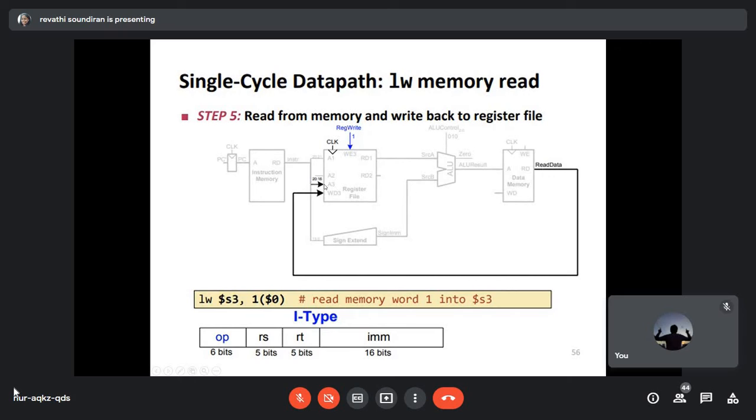The complete cycle does not stop here. After writing the value into the target register, you have to increment your program counter. The program counter is incremented by the value 4.